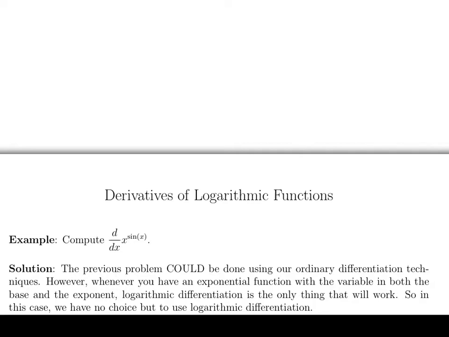It would have been quite a mess, but it is definitely doable. However, in a situation like this, where you have an exponential and you have a variable in both the base and the exponent, this is a circumstance where there is no choice but to use logarithmic differentiation. If you go back and look at that previous problem, that was not true before. There were variables in the base, but there were no variables in the exponents. So just to repeat, if you have a variable in both the base and the exponent, you have to do it using logarithmic differentiation.